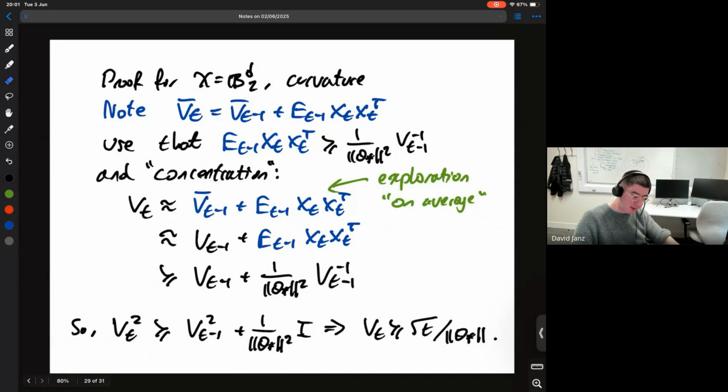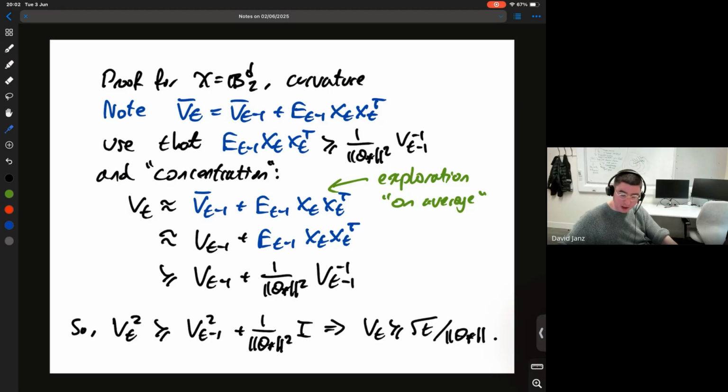Now, okay, so we have this sum of the expected explorations. We have that the per step is lower bounded by this expression. And we have what I'm going to call concentration, although it's not concentration, it's more of a two-sided tail inequality, which says that up to constant factors Vt and V bar t are the same thing. So essentially, Vt is the same thing as V bar t minus 1 plus the expected exploration. V bar t minus 1 is roughly Vt. And this expected exploration is roughly Vt inverse times 1 over norm of theta star squared.